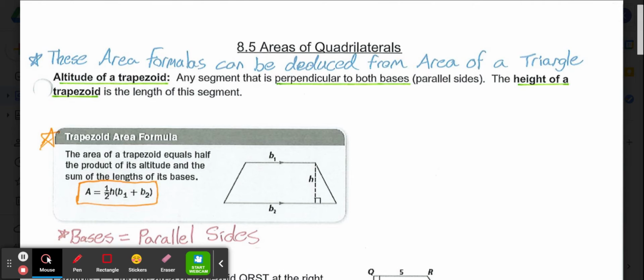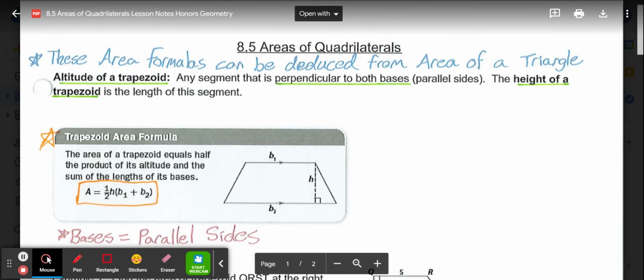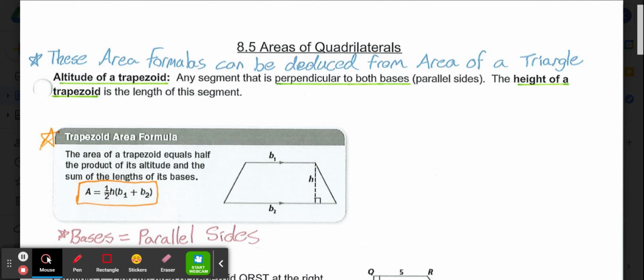As we go through today, you'll see that some of these triangles tend to be shown by being created using altitudes or heights in the images. The first thing we're looking at is a trapezoid. Anytime we say bases of a trapezoid, they are the sides that are parallel to each other. The altitude of a trapezoid is a segment that is perpendicular to both bases, so it meets both bases at 90 degrees. That altitude is known as the height of the trapezoid.